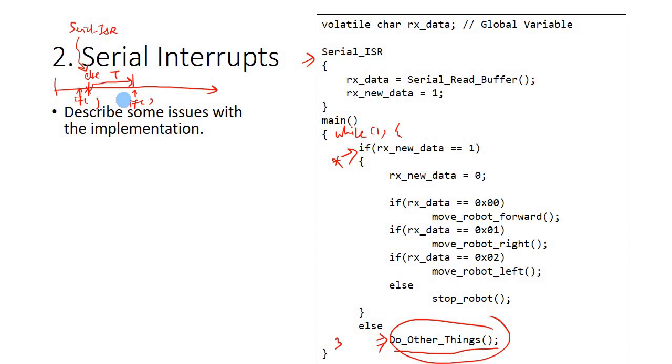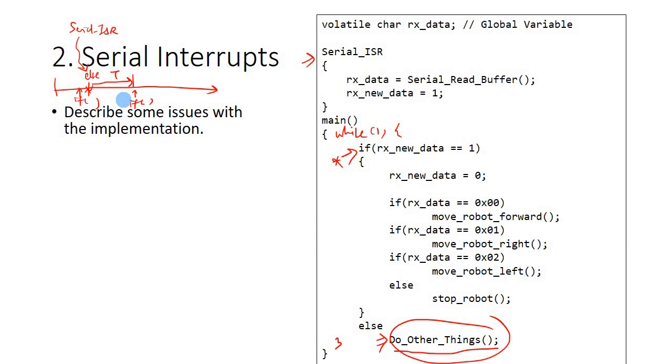With this t being very long, it means that I will not be able to process the data the moment it comes. I need to wait until the next iteration of this while(1) loop, and only then am I able to process the data. So that is one issue.